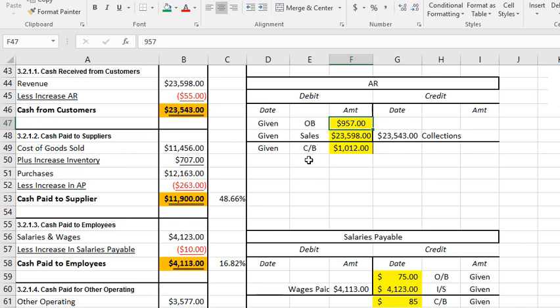And again, over here on the right-hand side, I had my accounts receivable account, and we have our opening balance. That's just from the balance sheet. We have our sales, which is from the income statement, and we have our closing balance, so we can just solve for X. Opening balance plus the increase to the account, sales, minus the closing balance, we're going to have our cash collections.